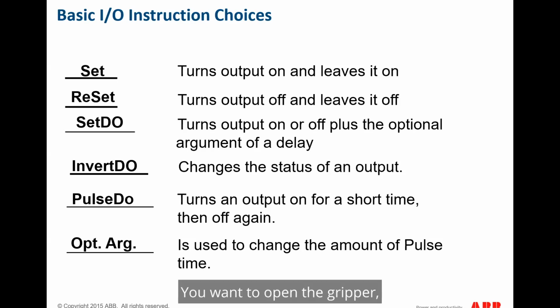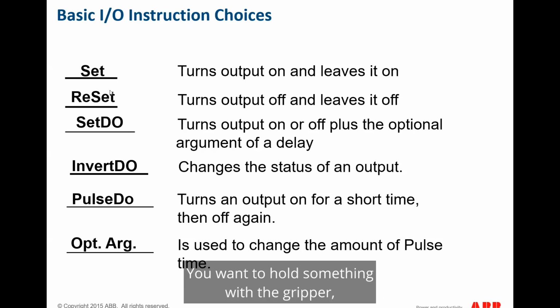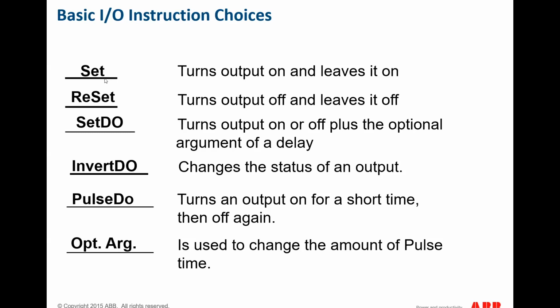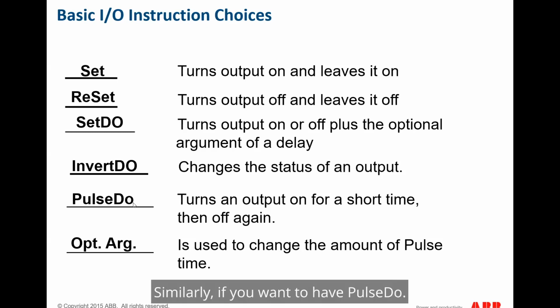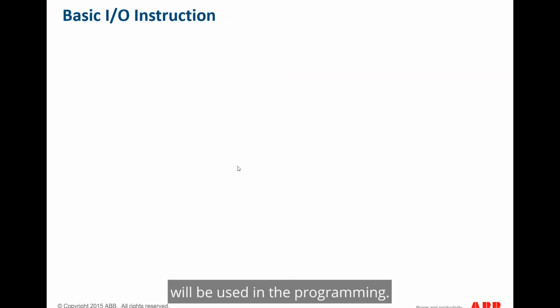You want to open the gripper, we use reset. You want to hold something with the gripper, we use set. Similarly, pulse do is once it will be on, the next cycle it will be off, then again on, then again off. So each of these things will be used in the programming.